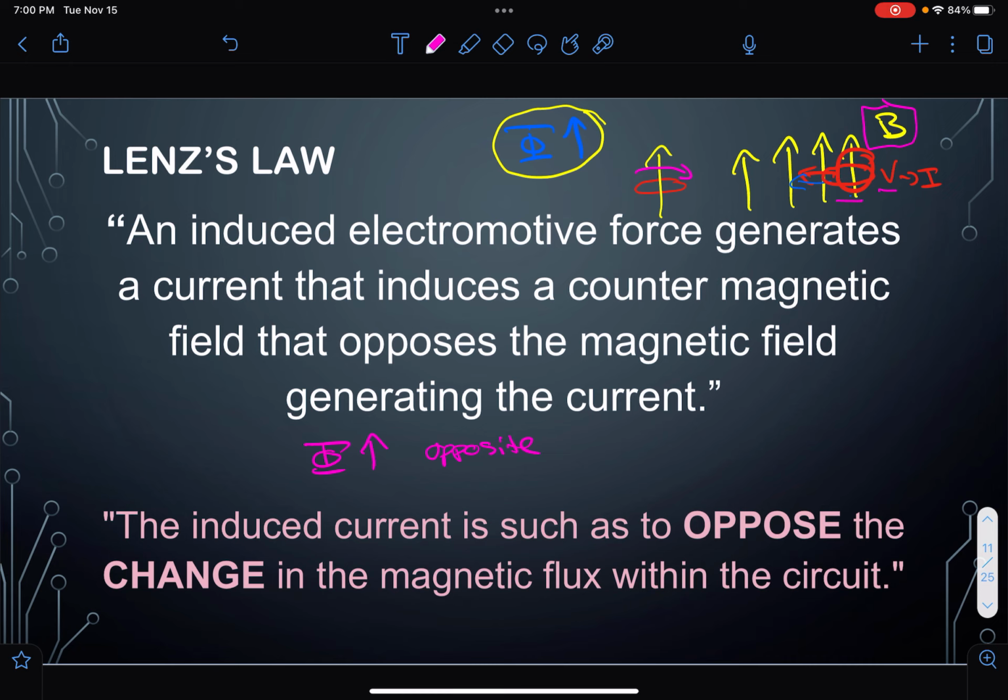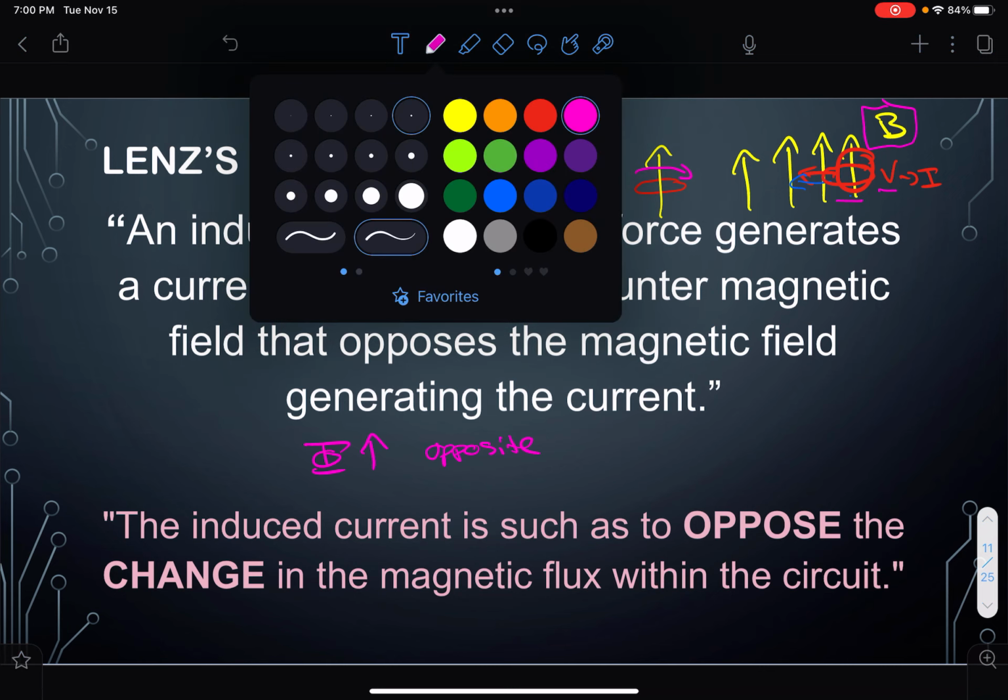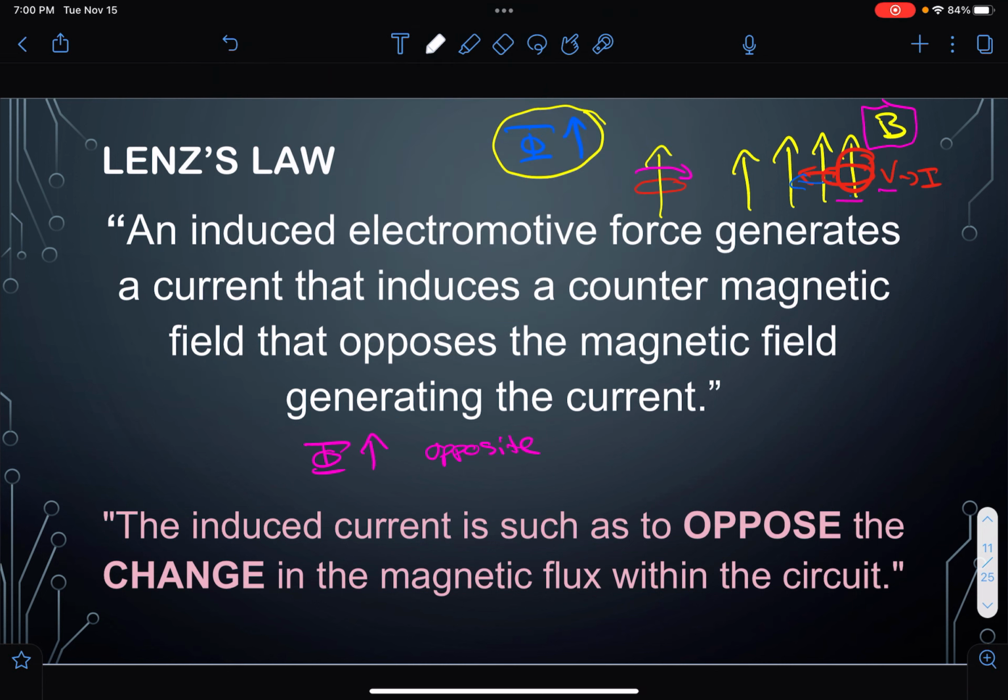Otherwise, we would get perpetual voltage, which would increase our current, which would increase our magnetic field, and so on and so on and so on. And so it would be a runaway effect. Okay, and so the opposite is that if our flux is decreasing, then we're just going to do the regular right-hand rule where your thumb is going to point in the same direction as the magnetic field.